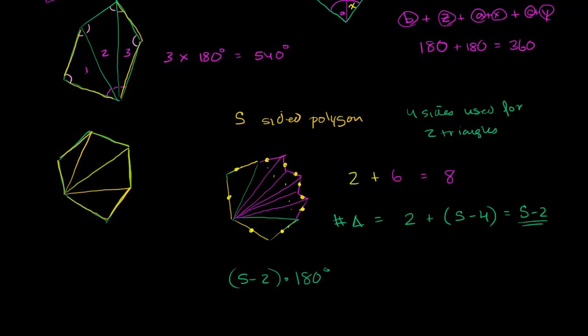So if someone told you that they had a 102-sided polygon, 102 sides, so S is equal to 102 sides, you can say, okay, the sum of the interior angles is going to be 102 minus 2, so it's going to be 100 times 180 degrees, which is equal to 180 with 2 more zeros behind it. So it would be 18,000 degrees for the interior angles of a 102-sided polygon.